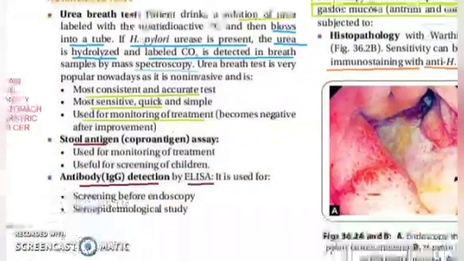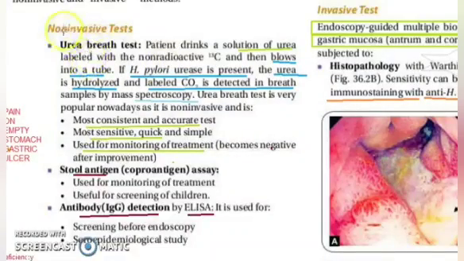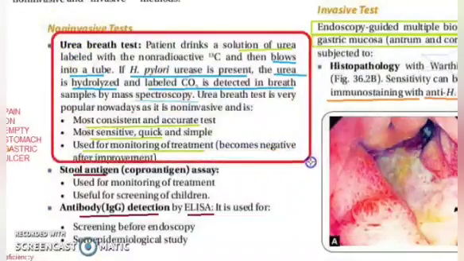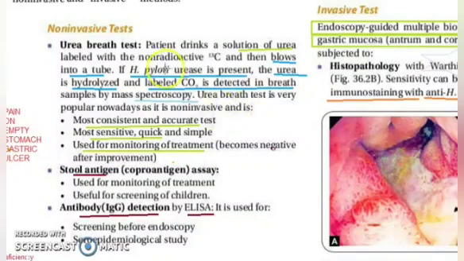So, let us look at the non-invasive test, that is the urea breath test. In this, what happens? The patient will drink a solution of urea. Now, if the bacteria is present, it will make this urease enzyme, right? So, the urea will get metabolized and hydrolyzed, and carbon dioxide will be detected in the breath.